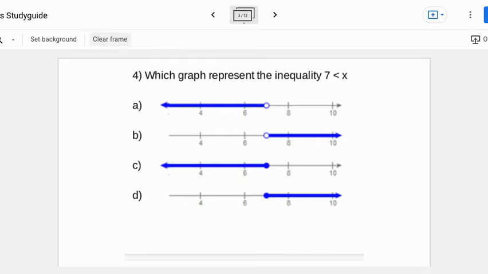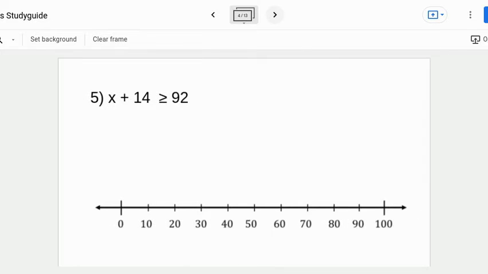Okay, number 5. Okay, so the directions on this tell you to solve and graph the inequality. So just like solving, you can put the line down the inequality sign. You don't have to, but we start on the side with the variable. We look and say, oh, it's adding 14. So the inverse or the opposite is subtracting 14.